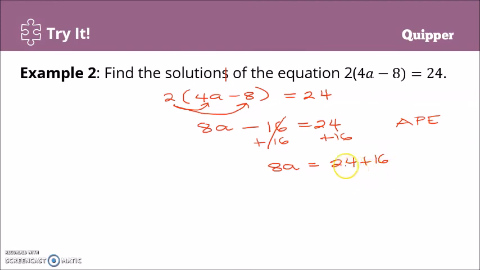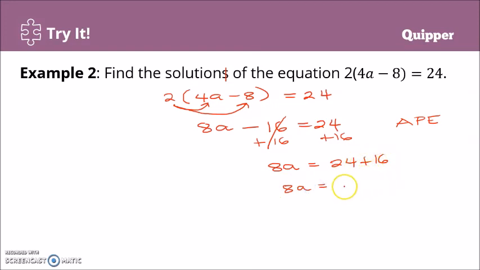Okay? So in one way, parang nag-transpose na rin tayo. Yung negative 16, binaliktad natin, transfer natin dito sa kabilang side. Yung negative, nagiging positive 16. Okay? They call that transposing. But that's actually applying the law of the property of addition or addition property of equality. Okay? So simplifying this, we have 8a equals 24 plus 16.